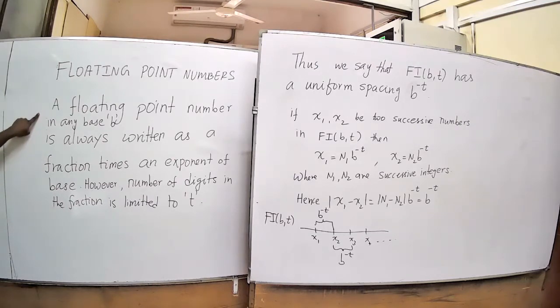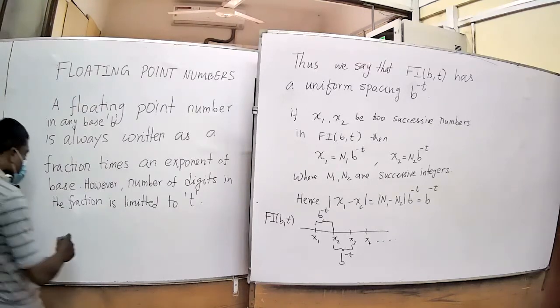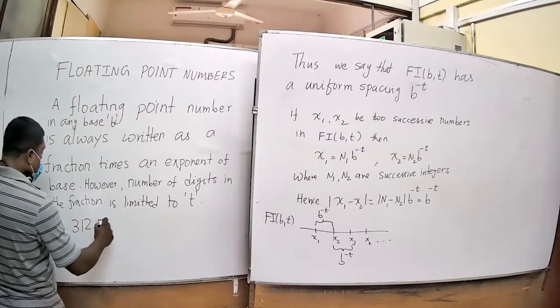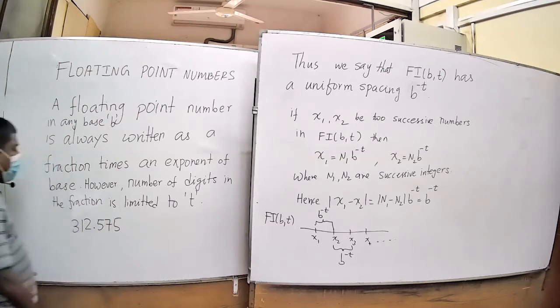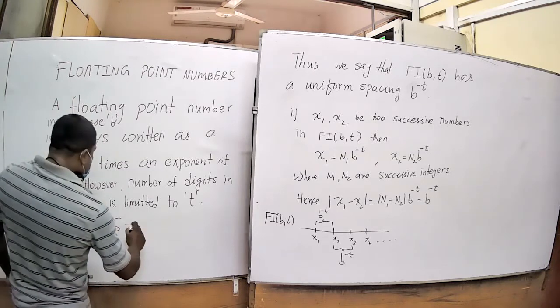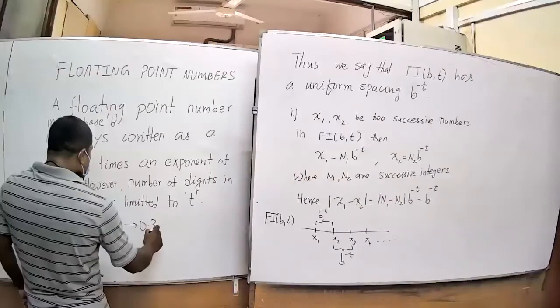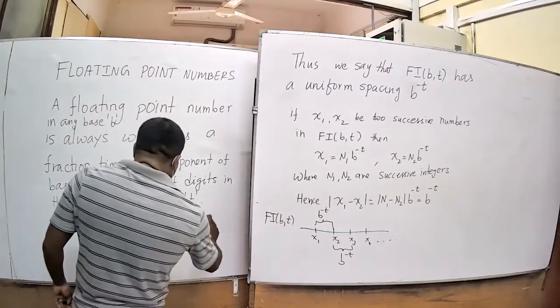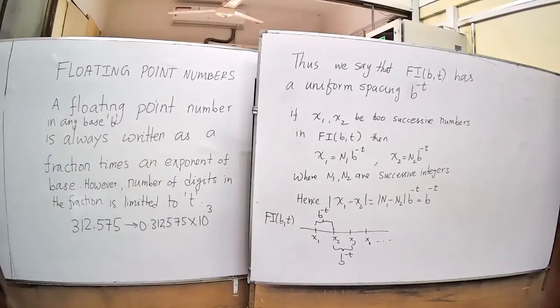This floating point number will always be written in a form: fraction times exponent of a base. So you cannot have integers in the numbers. You have learned this. So say for example 3125.2575. If you have a number like this, you know that you can convert this into 0.31252575 times 10 to the power 3. So you know this transformation.